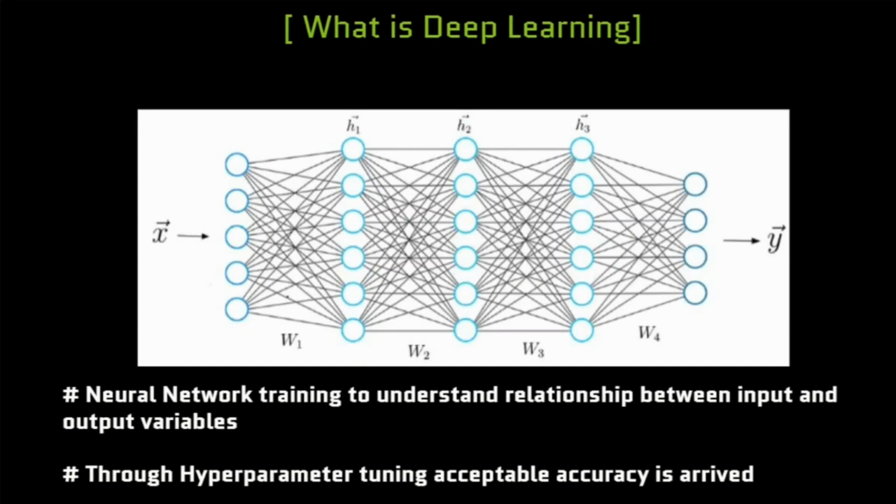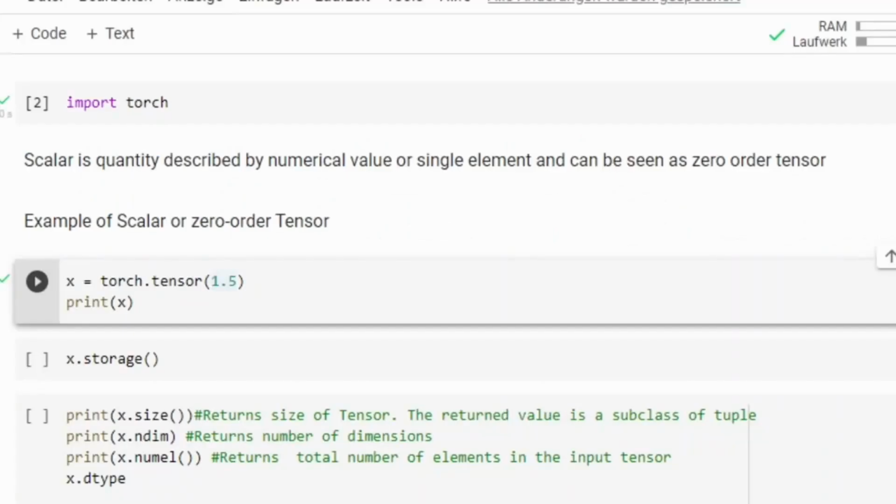What is deep learning? Deep learning is the process of creating and training a neural network algorithm to learn the relationship between input variables and their associated output variables. This relationship arrives at acceptable accuracy through an iterative process of hyperparameter optimization. What is a tensor?